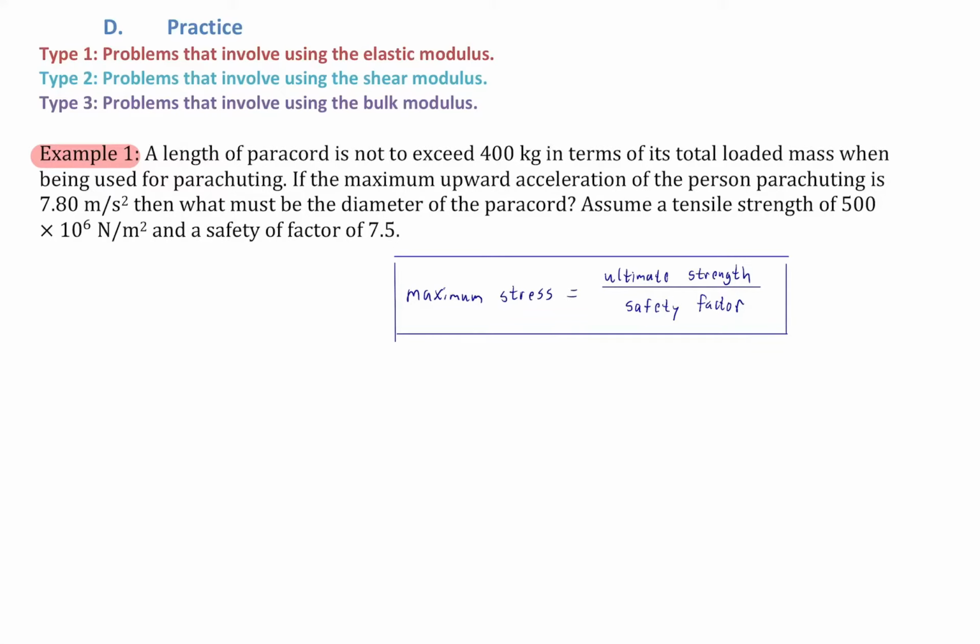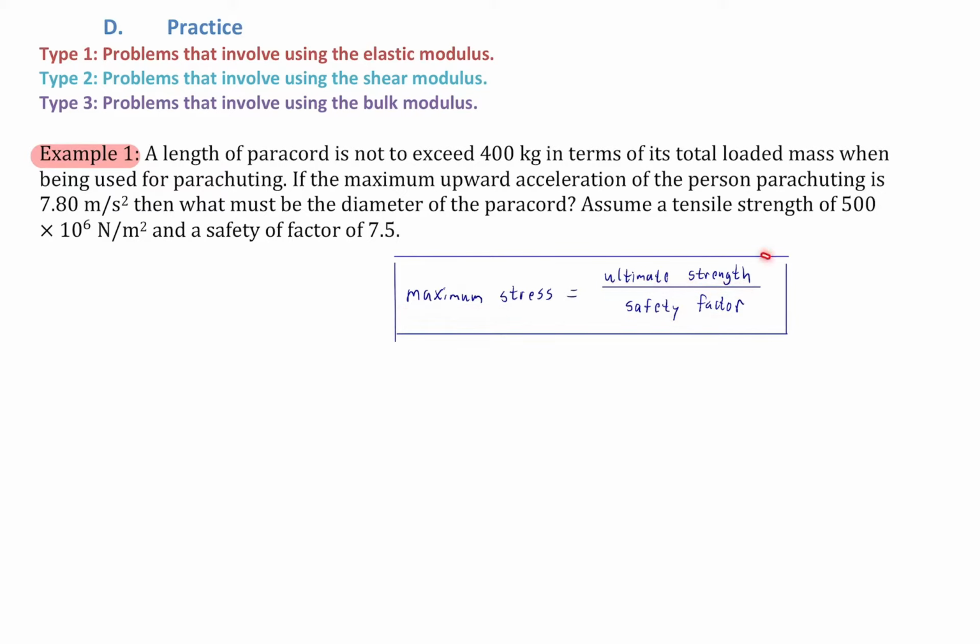So the length of paracord is not to exceed 400 kilograms in terms of its total loaded mass when being used for parachuting. If the maximum upward acceleration of the person parachuting is 7.8 meters per second squared, then what must be the diameter of the paracord? Assume a tensile strength of 500 times 10 to the 6 newtons per square meter, and a safety factor of 7.5.